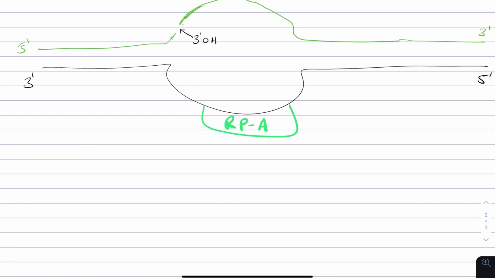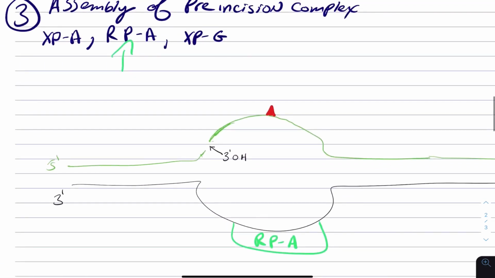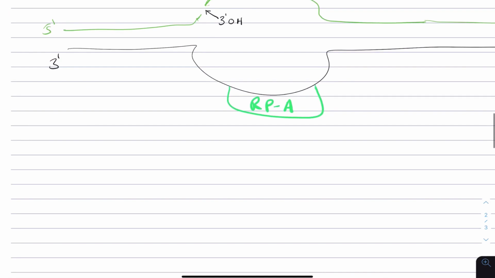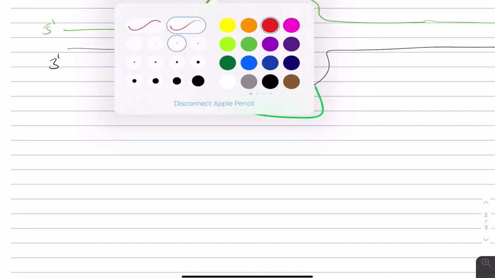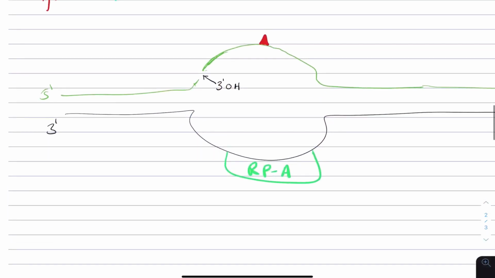Now, the next thing that happens is we end up having XPA come. This is the next protein, XPA. Let's use a different color to symbolize that. So XPA is going to come, and it binds over here. All right, so this is our XPA.